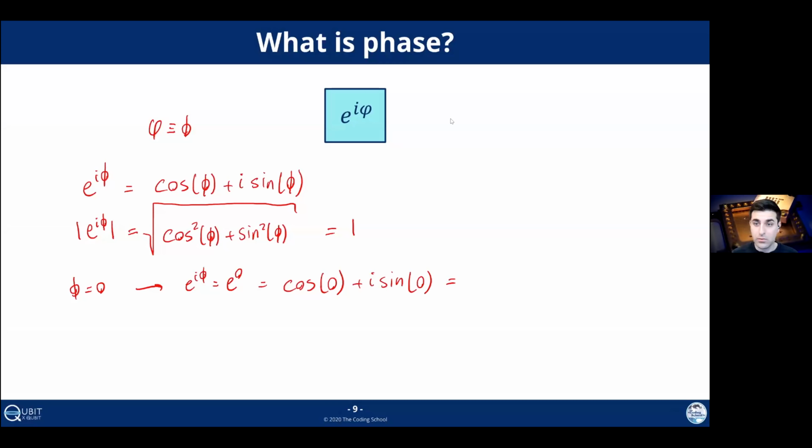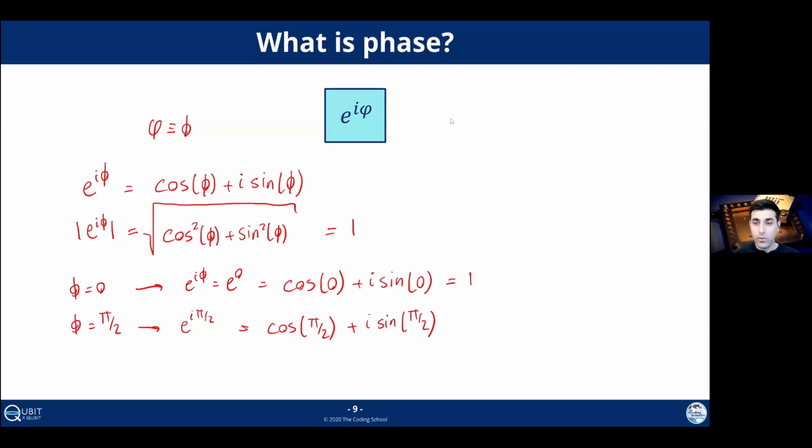And cosine of 0 is 1. Sine of 0 is 0, so we get 1 here. Now, if phi is equal to, let's say, pi over 2, then I'm going to have e to the i times pi over 2. And of course, I'm going to use the Euler identity to expand this and write it as cosine of pi divided by 2 plus i sine of pi divided by 2.